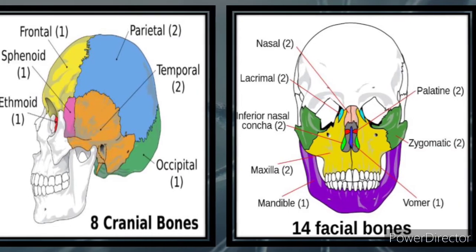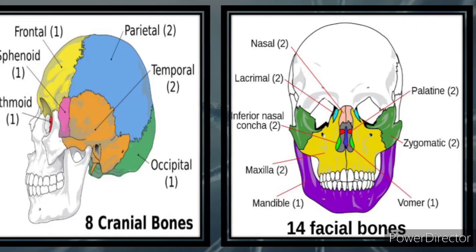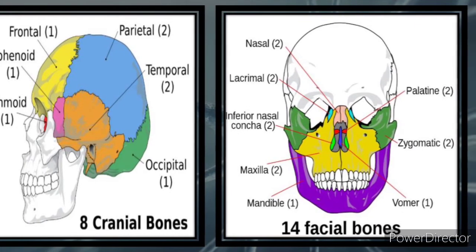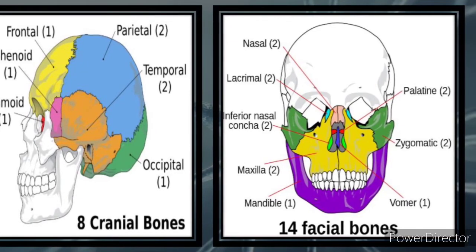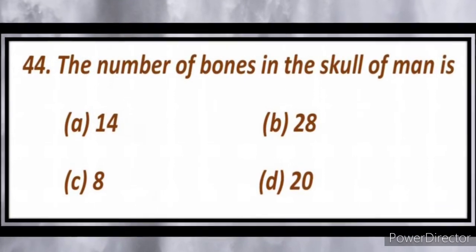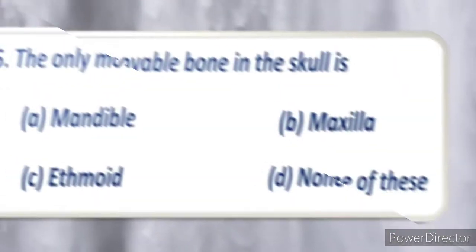Ear ossicles, as I said before, are malleus, incus, stapes for 1 ear. So for both the ears there are totally 3 plus 3, 6 in number. So 8 plus 14 plus 6 is totally 28. So there are totally 28 bones in the skull. So here the answer is 28.